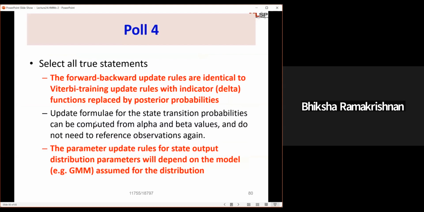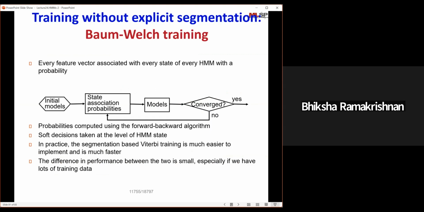And the third one, the specific parameter update rules will depend on the model. We assume Gaussians, you could use GMMs, but the general principle still remains. And so here's how the training works. This is called Baum-Welch training. You'd initialize your models, you compute your posterior probabilities, update your models, and keep repeating this process till the model converges.